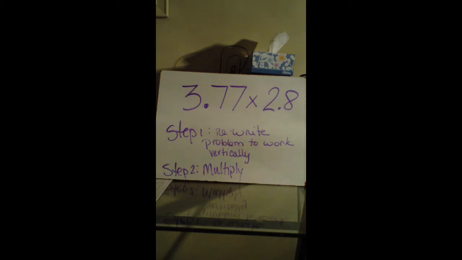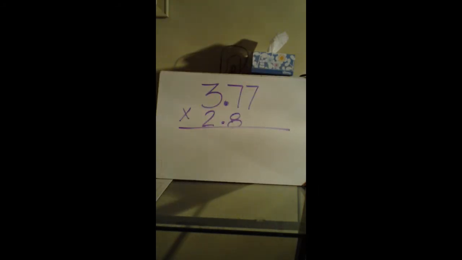So the first step is just to rewrite the problem vertically, and then step 2 is to multiply. I've rewritten the problem vertically now, 3.77 times 2.8. I did line up the decimals, but that's just my personal preference, and by doing that I have to fill in this space with a 0. But this is not like adding and subtracting where you have to keep the decimal in line. You absolutely, positively do not keep the decimal in line when it comes time to write your answer. I just keep it in line here so that I set up the problem and it looks more uniform to me.